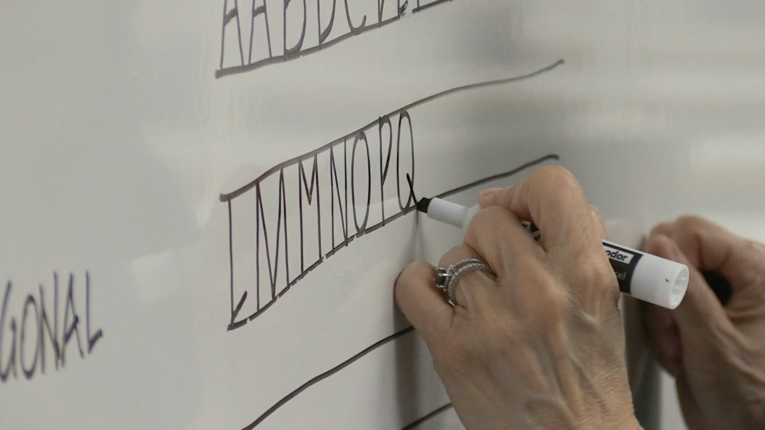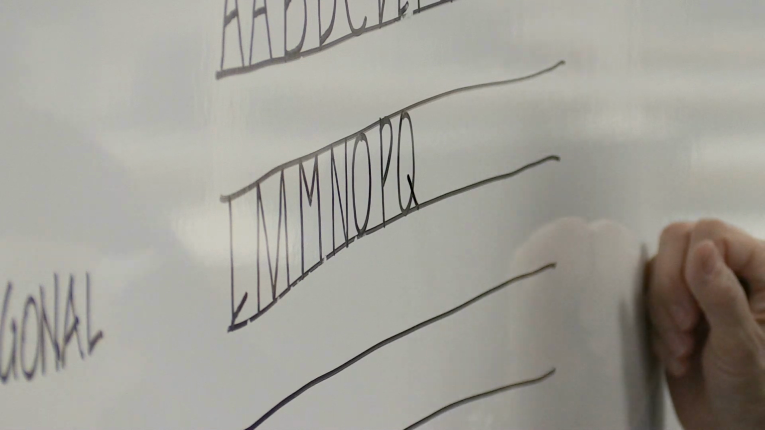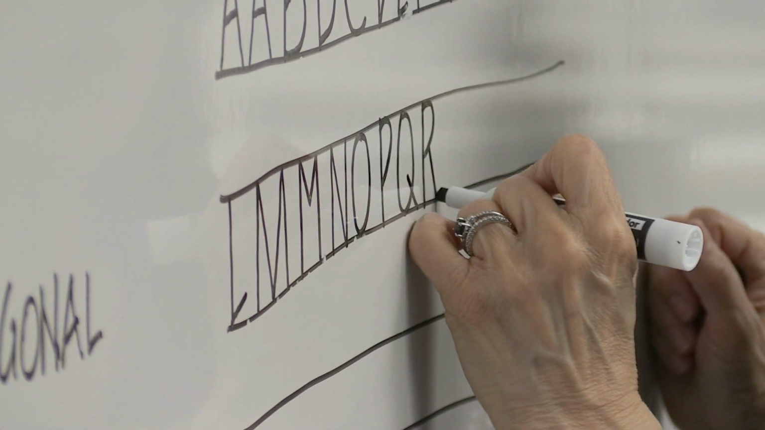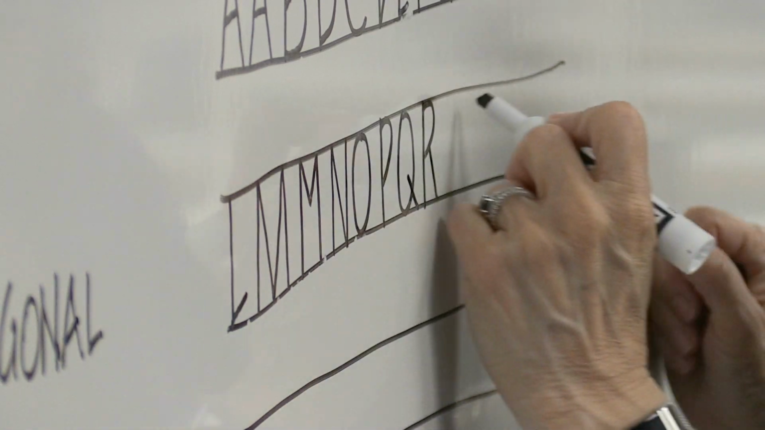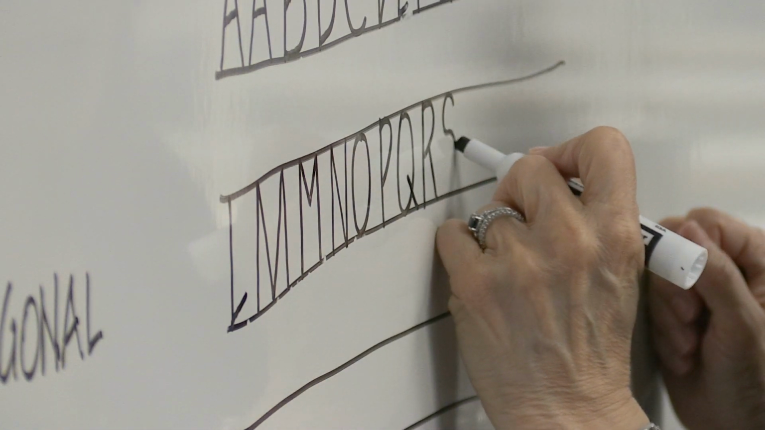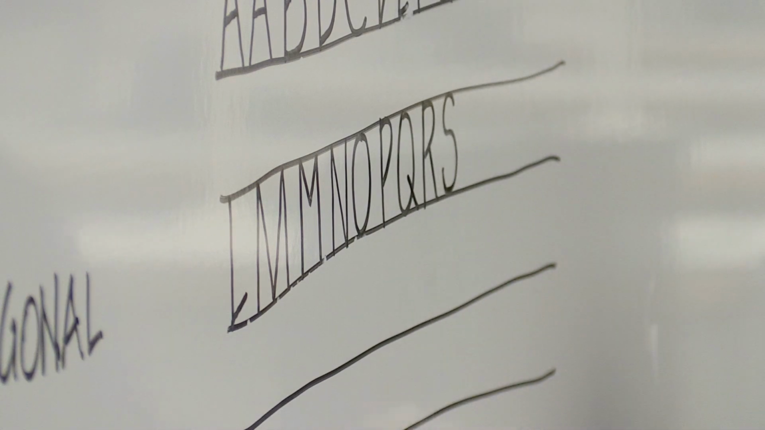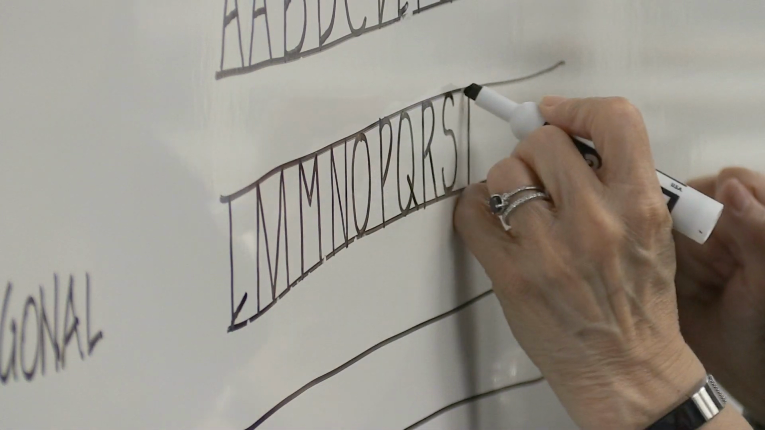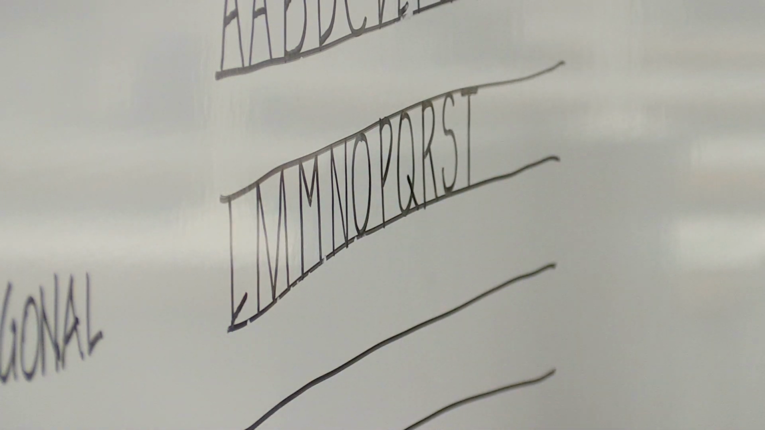N, 1, 2, 3. O, you want to make sure you complete that circle. P, 1, 2. Q, complete the circle and a line going through it. R, 1, 2, 3. Our S can be one complete line, just using our curves. T, nice and easy, 1, 2.